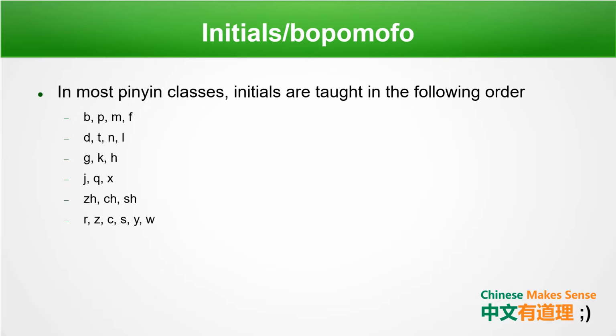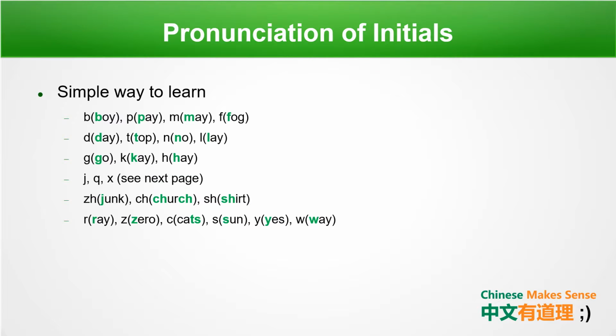波泼摸佛的特呢了个可和鸡七西知吃是日子次四一五。 This is what I think is the simplest way. You just say B as in boy, P as in pay, M as in May, and so on.